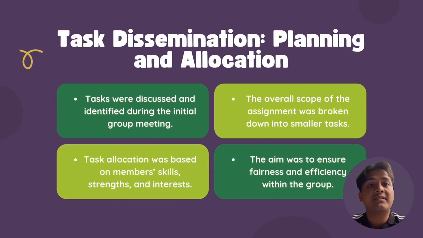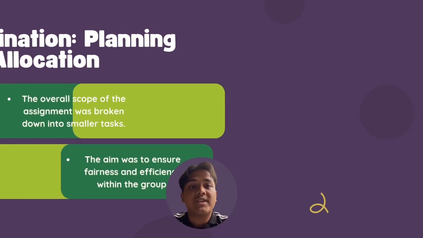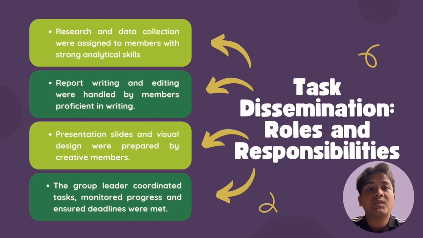Next, I will explain the task dissemination process in our group. During our first group meeting, we discussed the overall requirements of the assignment and identified all the tasks that needed to be completed. The tasks were divided based on each member's skills, strengths, and interests. This approach helps us ensure a fair distribution of workload and allows each other to contribute effectively to the group project. This slide shows how the tasks were implemented among group members.